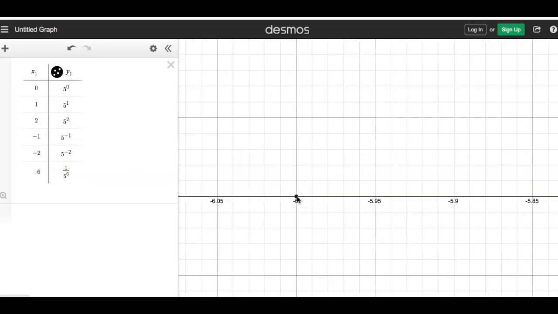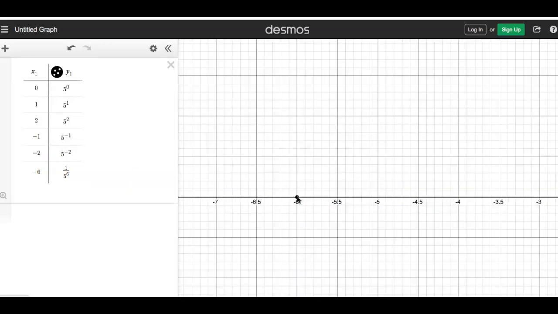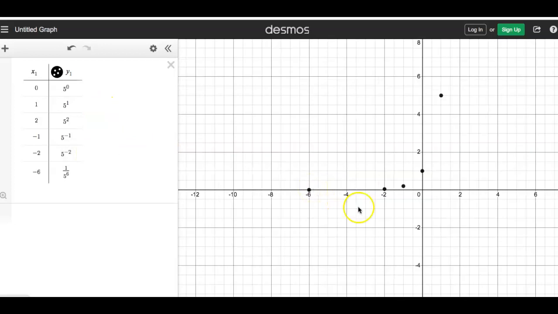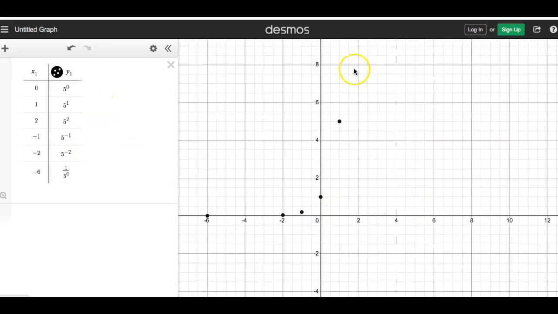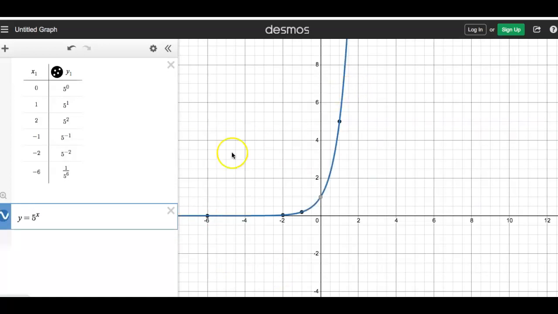So that's the main thing I want you to get from this, is its behavior. It is going to get really, really steep on one side, and it's going to get really flat on the other side. So the smooth curve is y equals 5 to the power of x. That's what the curve looks like. So let's talk about what happens when we move things around.